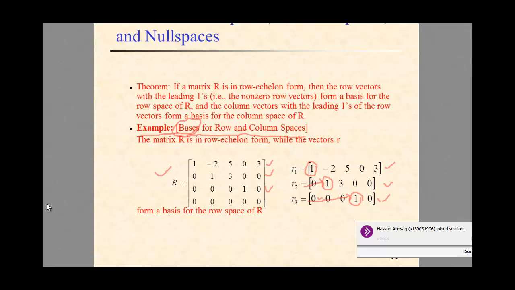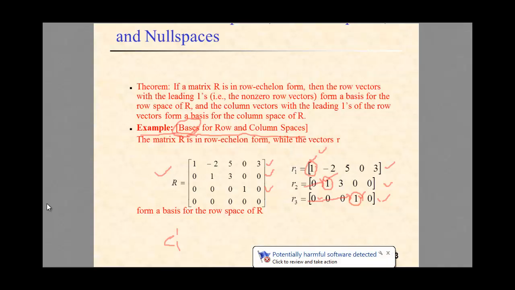So in R1, the leading element is 1. Similarly in R2, the leading element is 1, and similarly in R3, the leading element is 1. At which places are they? In R1, it is on column 1. The leading one will be on column 1. In the next page maybe it will show it.